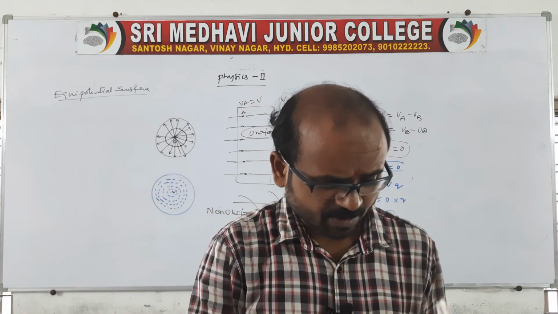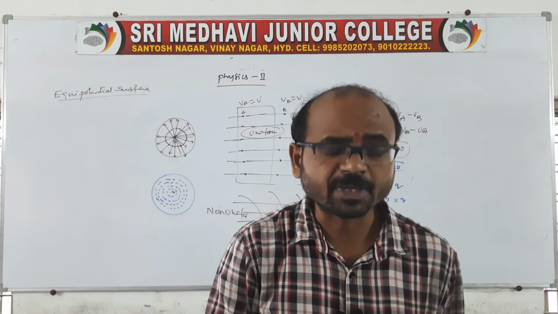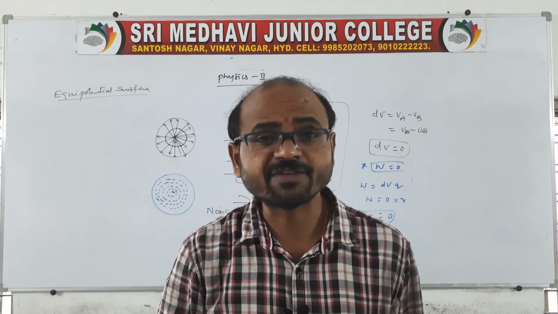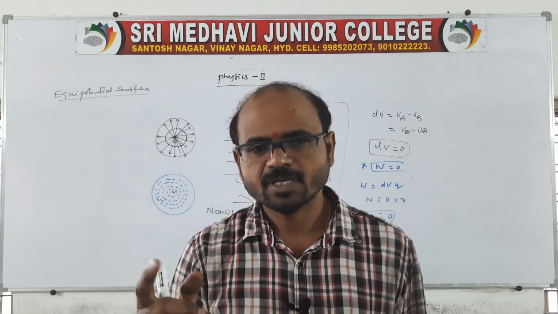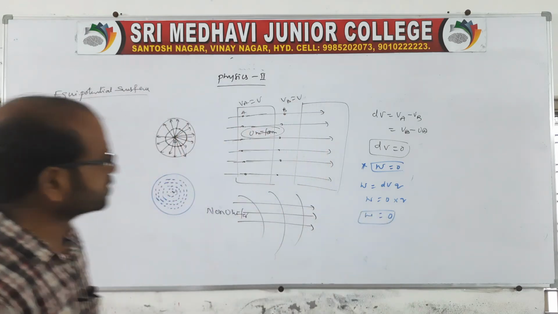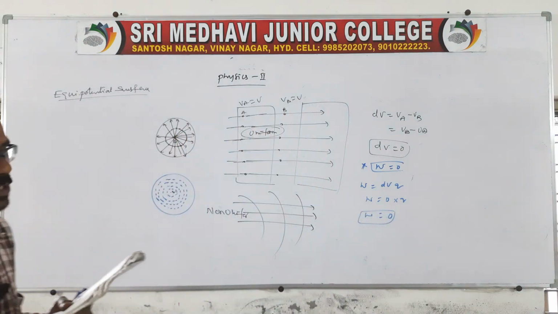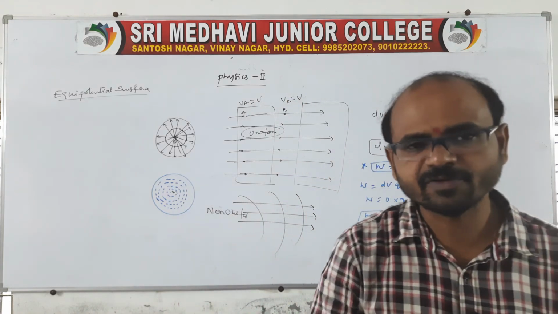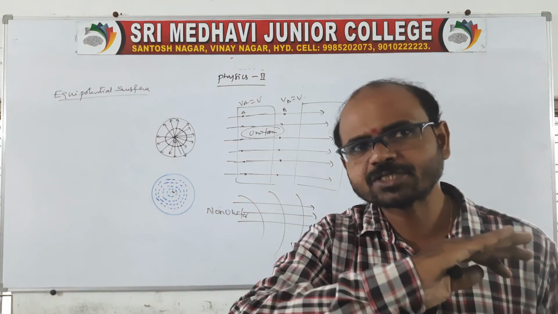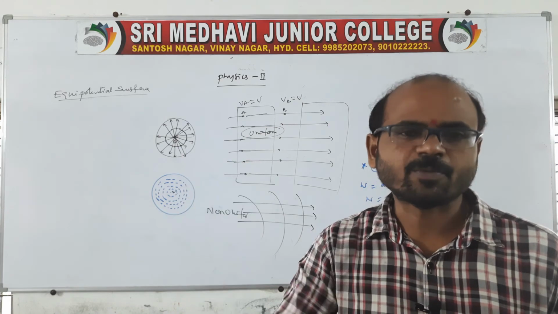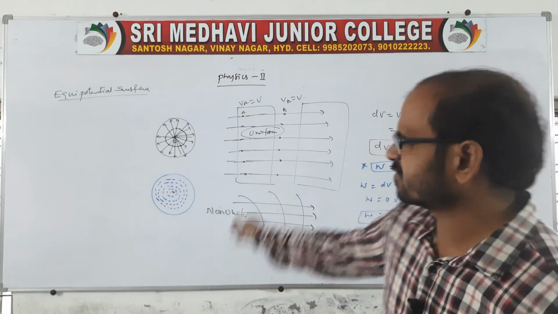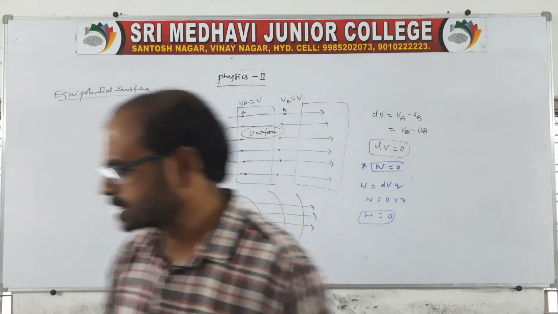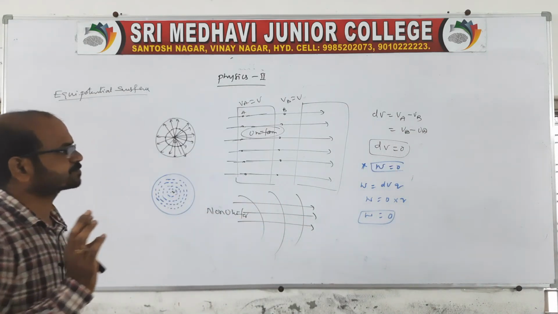So this is about what? Equipotential surfaces. Remember, an equipotential surface is one where the potential is the same at all points. The statement is: the potential is the same at every point on the equipotential surface in an electric field. In a given field, if the potential is the same at all points, we call it an equipotential surface. So the equipotential surfaces look like this.